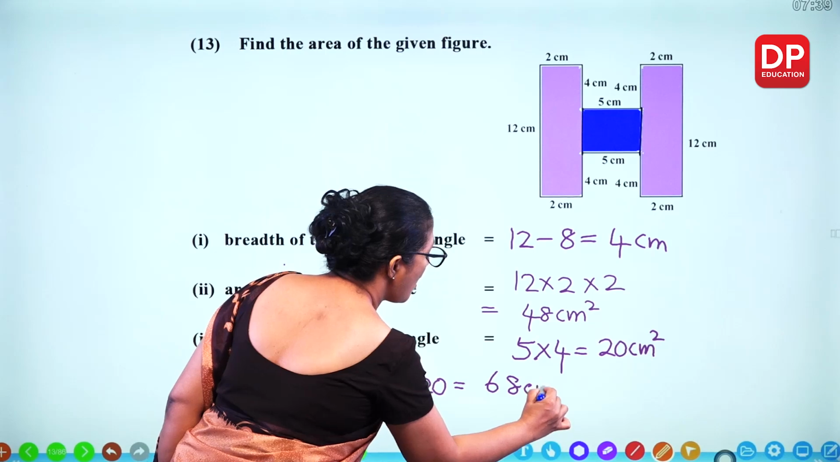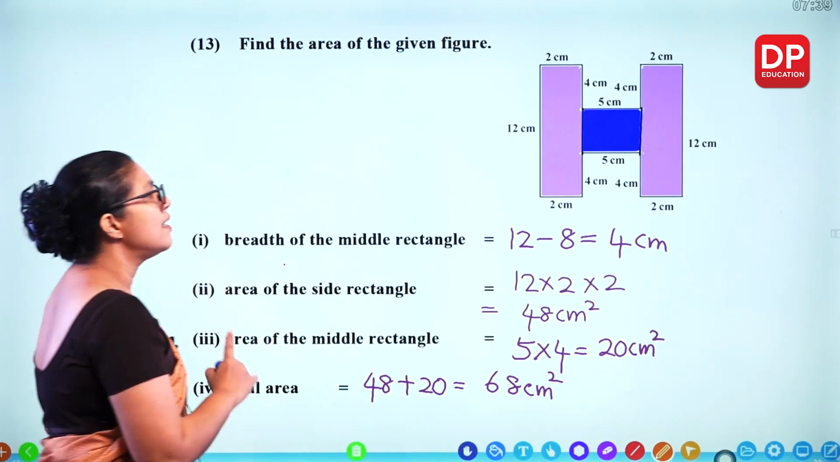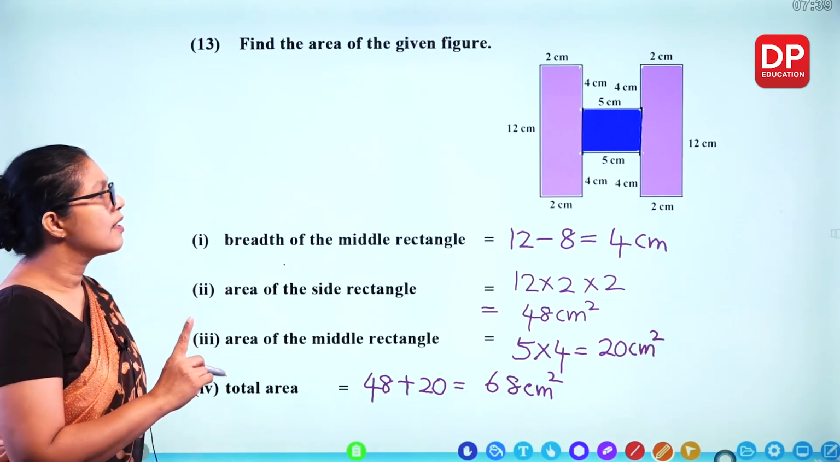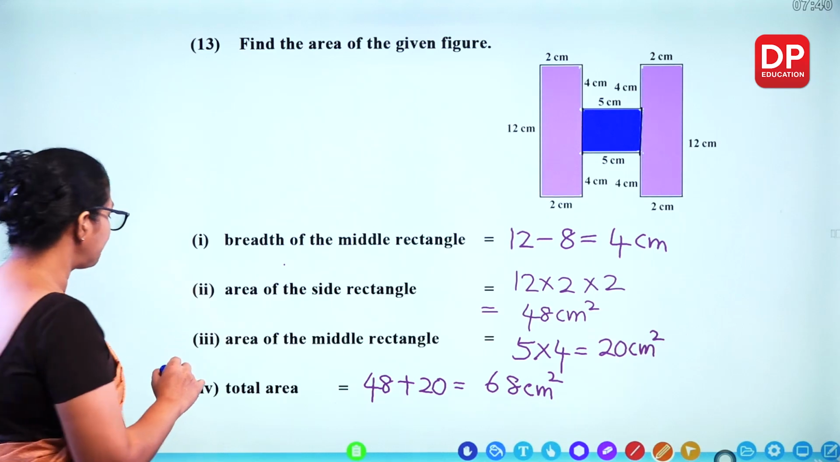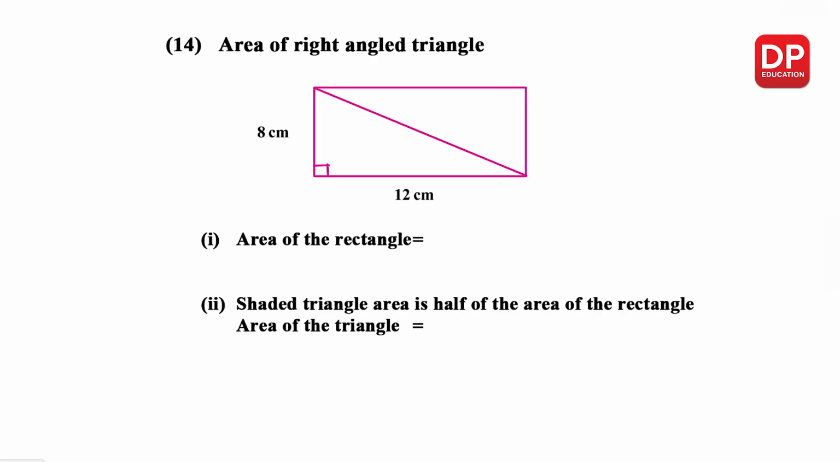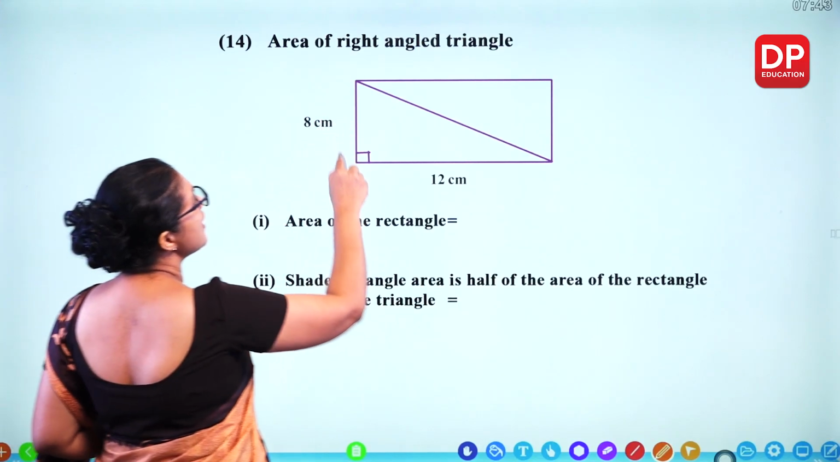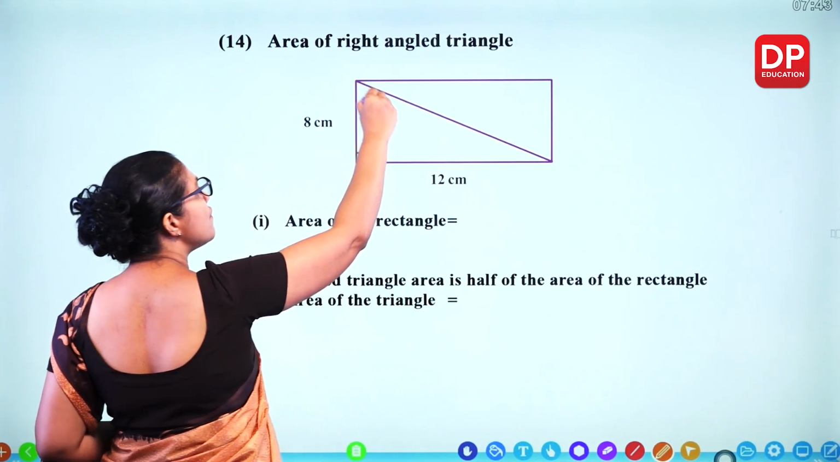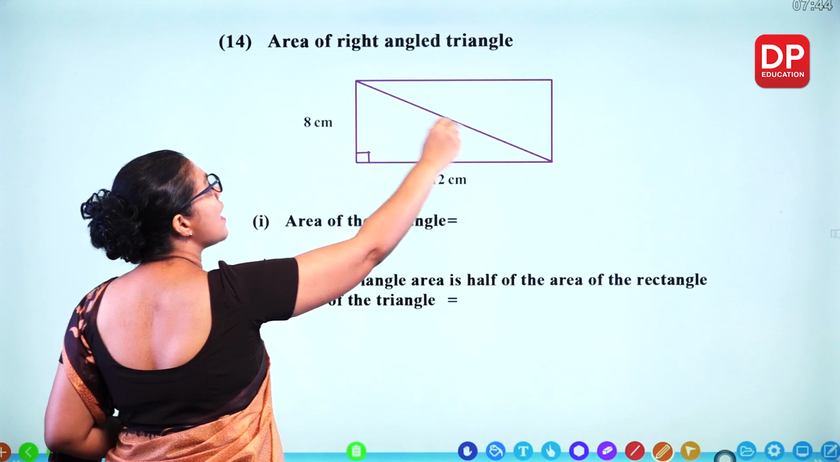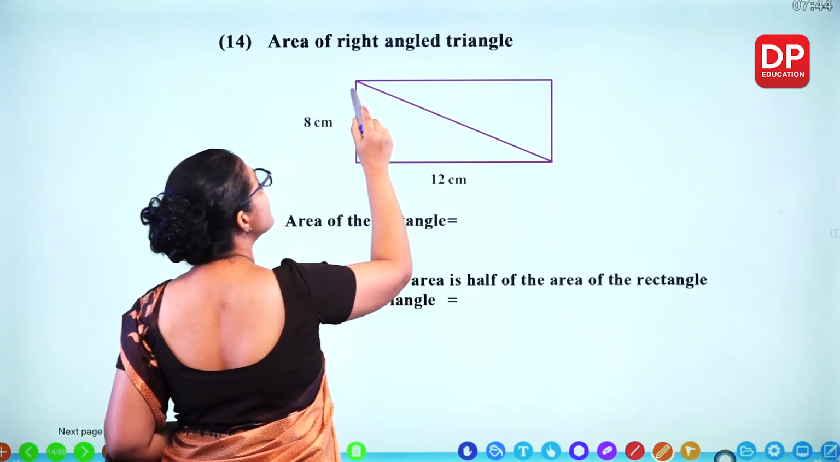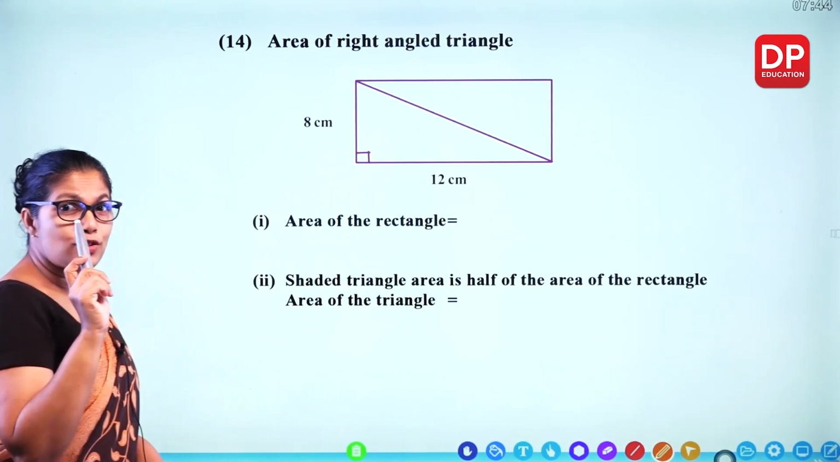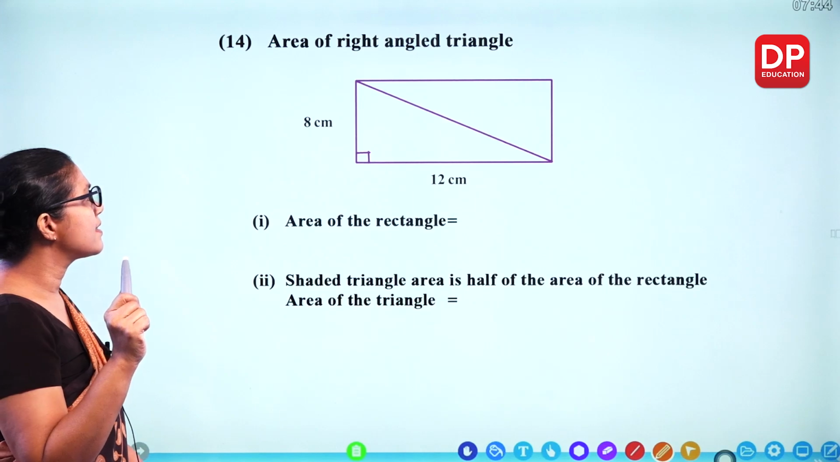68 square centimeters is the total area of this composite figure. Now we'll find out the area of a right angle triangle. Take a look at this rectangle. When you divide it with the diagonal into two parts, you get two right angle triangles.